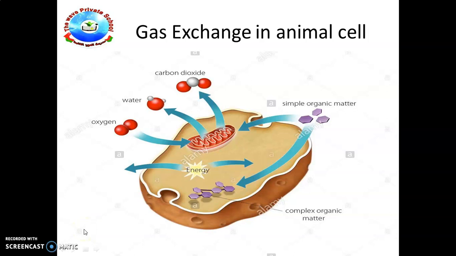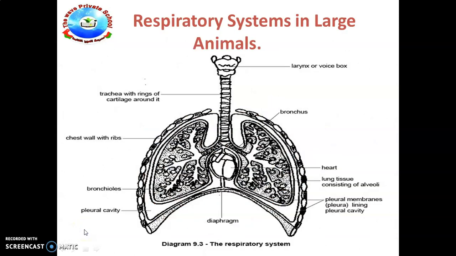So, let us see the respiratory system in large animals. In large animals, most if not all of their cells are too far from the surface of the body to receive enough oxygen by diffusion alone. So, we need to remember that the surface area to volume ratio decreases as the size of the organism increases. Okay.